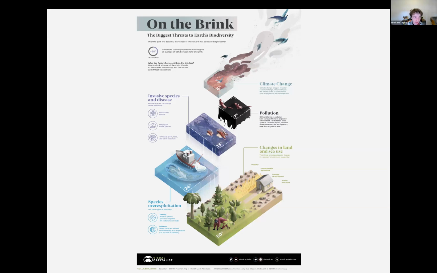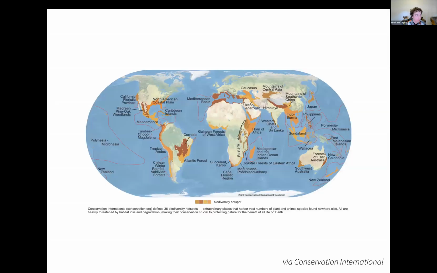So what's causing this global decline? Well, this graphic from WWF shows some of the biggest culprits. Of course, there's climate change. Pollution is also a major driver. Invasive species and disease, species overexploitation, and also changes in land and sea use. We're grappling with this in Ontario right now, talking about housing development as well, unsustainable agricultural practices.